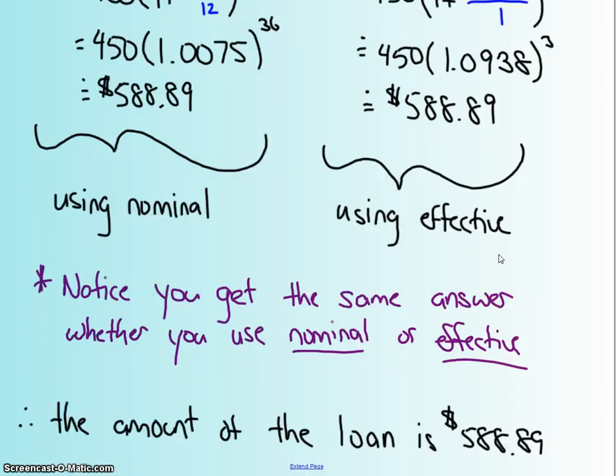Okay, so notice that you get the same answer whether you use nominal or effective rates. And we always want to end off with a therefore statement. The amount of the loan is $588.89.